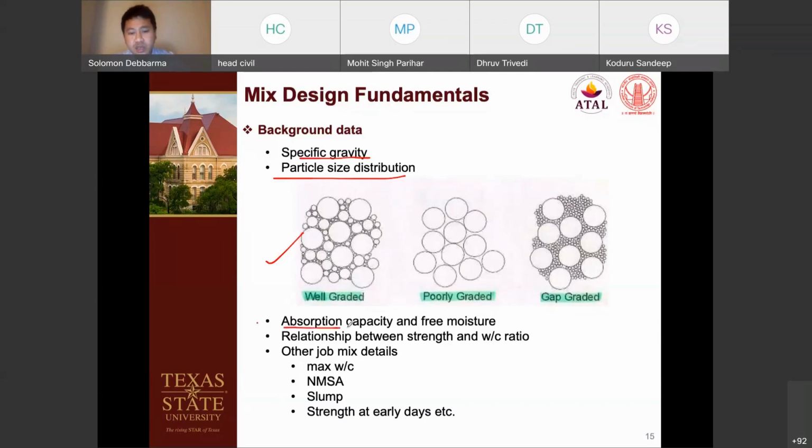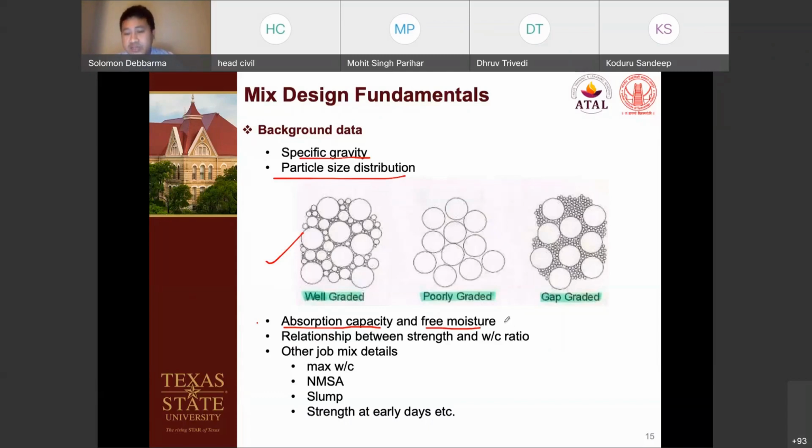And we also need some data about the absorption. We know that aggregates may contain some moisture, and aggregates also contain some voids within them and on the surface. So if the aggregates have some absorption, and we consider a constant water to cement ratio, some amount of water will be absorbed by the aggregates, which means the water cement ratio will be affected, and it will affect the degree of compaction of the mix.